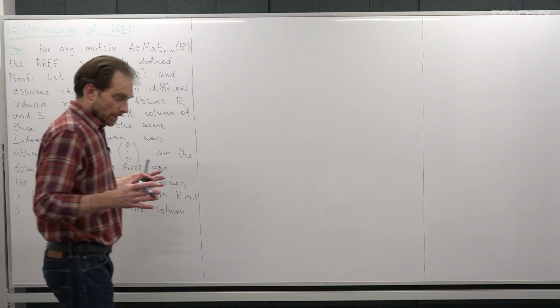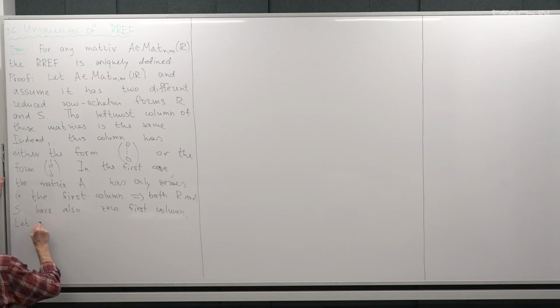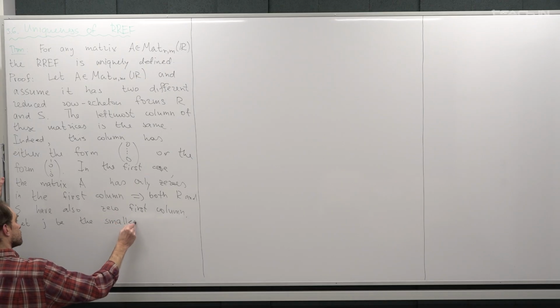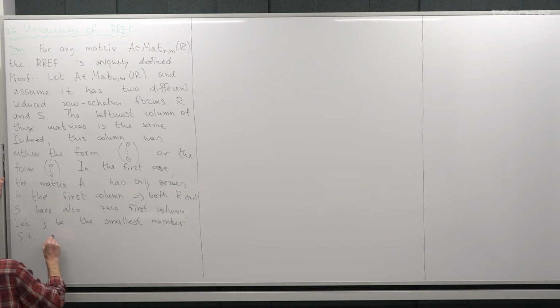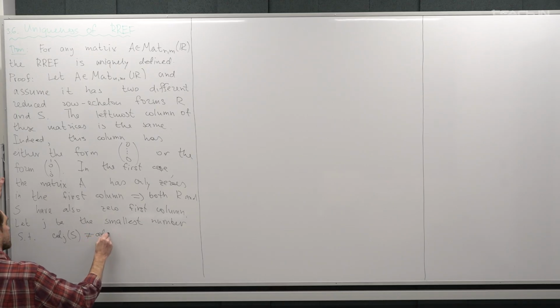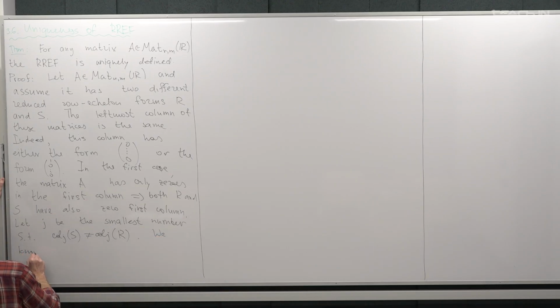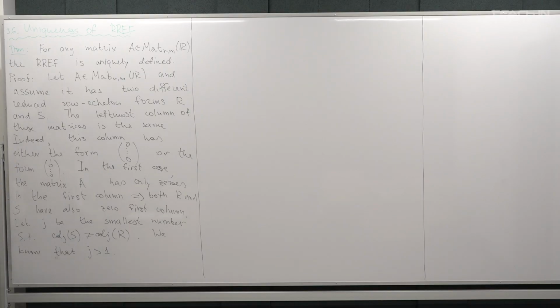So we assume that our matrices are different, so there exist some different columns. So let J be the smallest number such that the jth column of S is not equal to the jth column of R. So we know that J is greater than 0, just because the first column is the same.